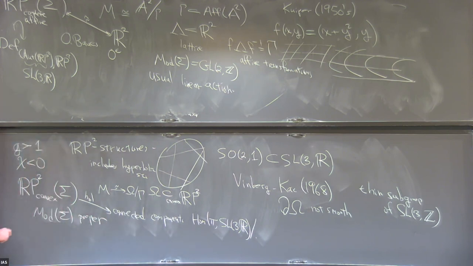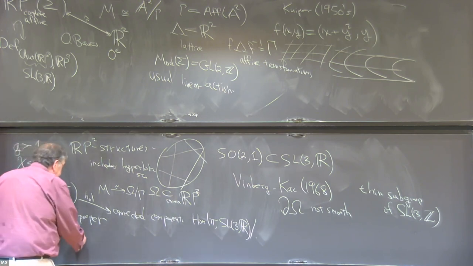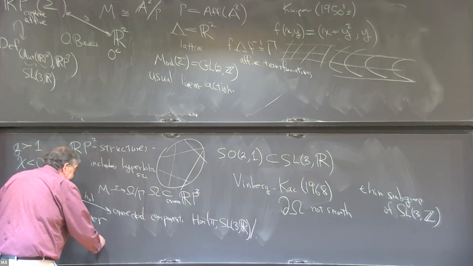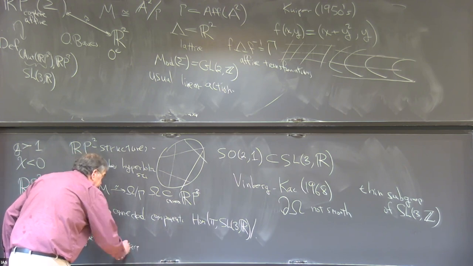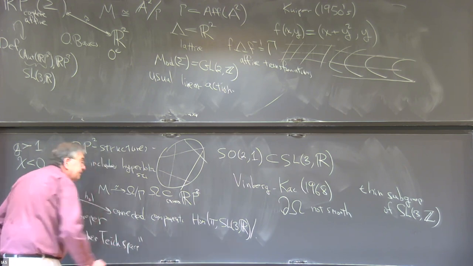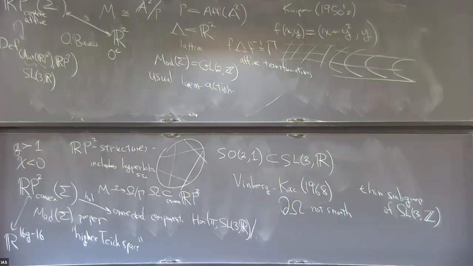This space also has a description in terms of generalized Fenchel-Nielsen coordinates. It's homeomorphic to a ball of dimension 16g minus 16. And there's a 6g minus 6 dimensional Teichmüller space inside there, Fricke space sitting inside there. So this is sometimes called a higher Teichmüller space. This is a full connected component.